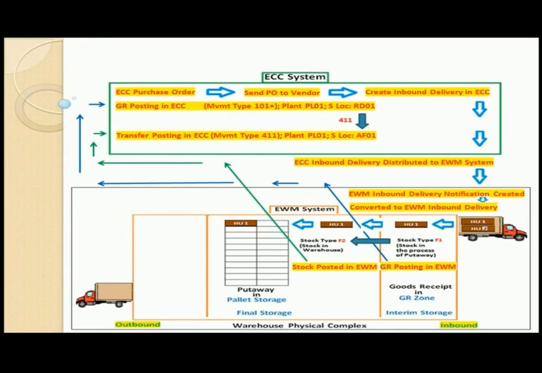Now the ATP has been configured in such a way that it will use this storage location AF01 to confirm the customer demand, the customer sales orders and outbound deliveries. Now since the stock is available and it is F2 stock, I can use this stock and do the outbound activities and I can supply to my customers. So this is a basic flow when we will do in the system.